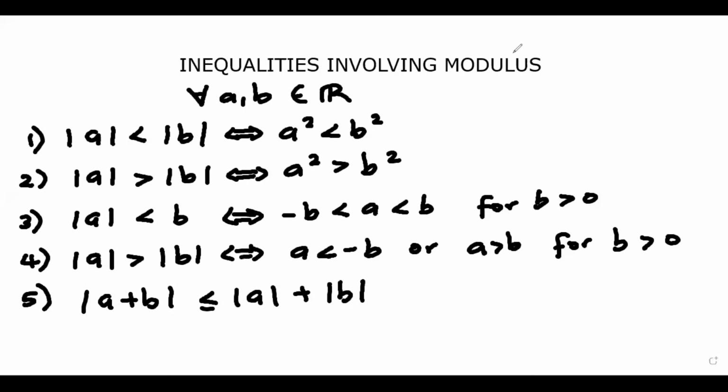So here we're going to do inequalities involving modulus. So for all a and b in reals, for the first one, the modulus of a is less than the modulus of b, implies that a squared is also less than b squared. And this symbol here means double implies. So this implies this, and this implies this. Then the modulus of a is greater than the modulus of b, implies a squared is greater than b squared.